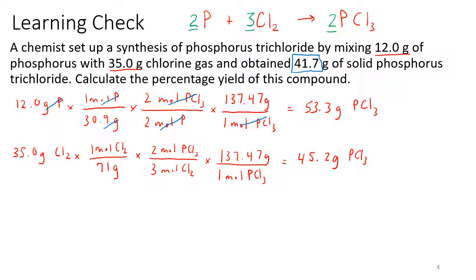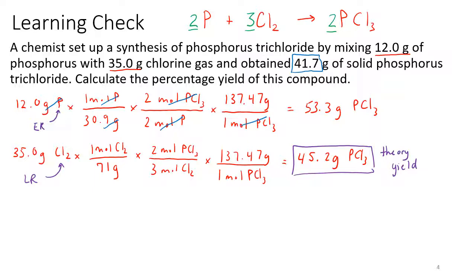So now we have to decide how much is actually going to be produced in this reaction. Remember, the lesser amount is the correct answer. So in this case, the 45.2 grams. That tells us that our phosphorus must have been our excess reactant, and our chlorine was our limiting reactant because it limited the amount of product that we could make. So this 45.2 grams, this is our theoretical yield. That's how much phosphorus trichloride could be made in theory in a perfect world.